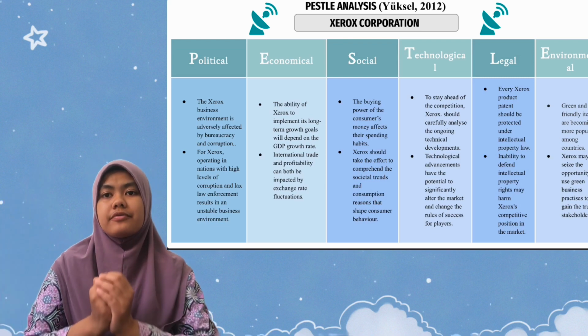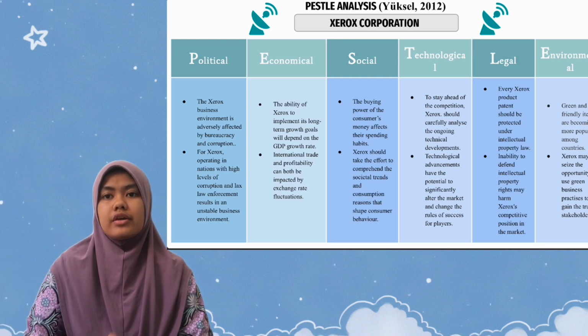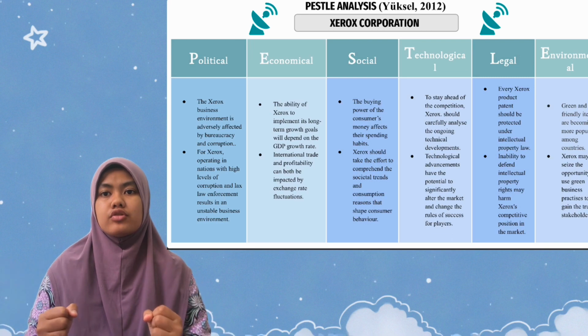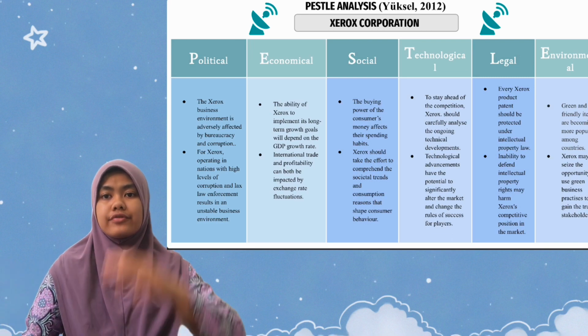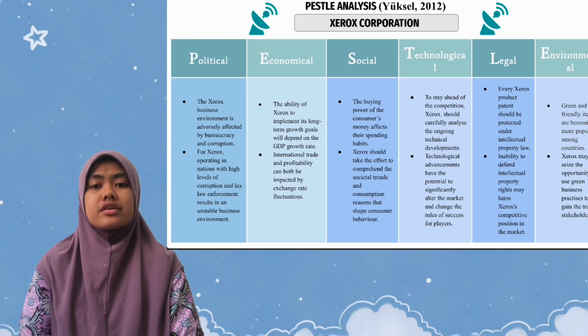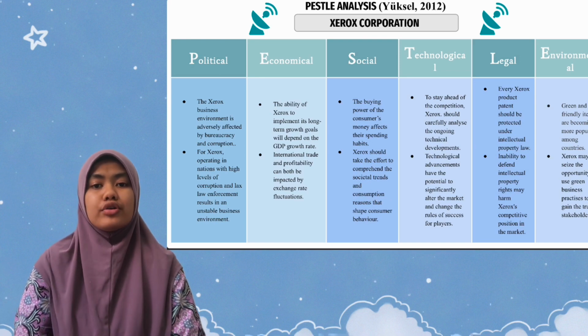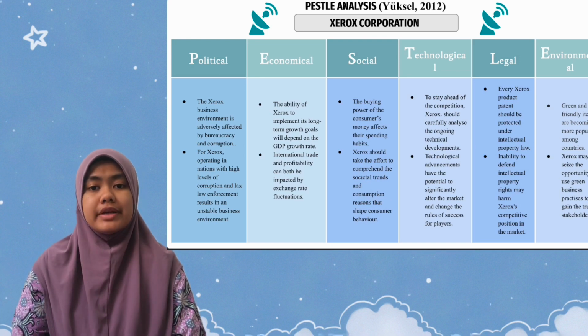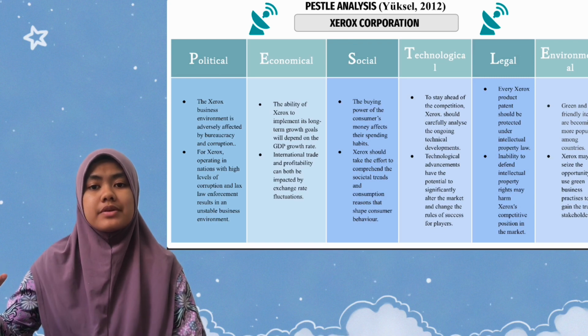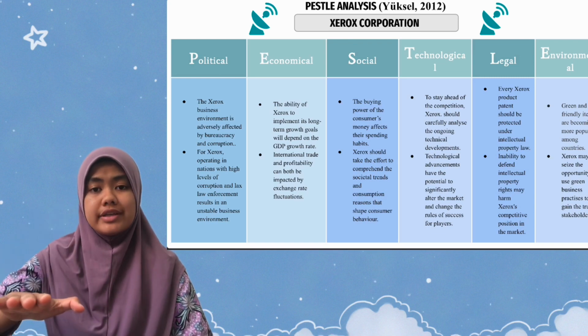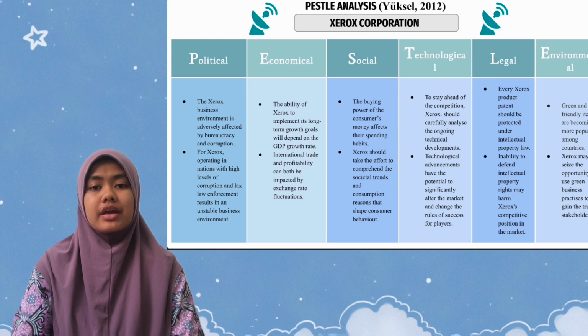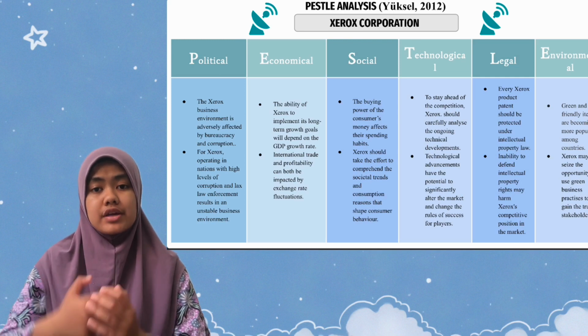As for economic factor, the ability of Xerox to implement its long-term growth goal will depend on the GDP growth rate. High GDP also signals the consumer's ability to spend more on offered product. High unemployment signals the availability of surplus labor at comparatively lower wages. Operating in such a market can lower the production cost of Xerox.